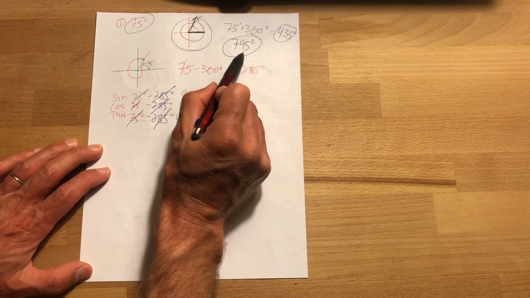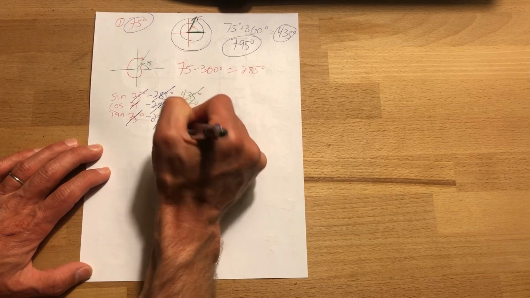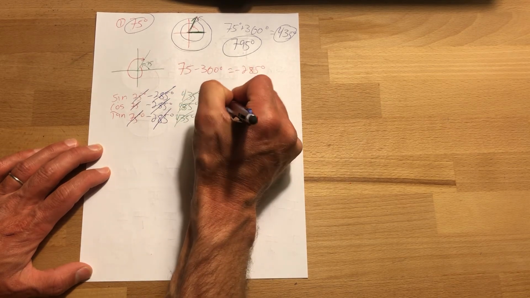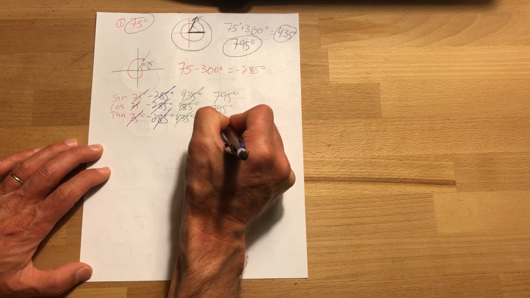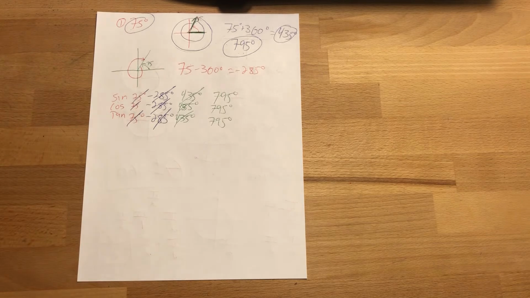And then what happened when I add another 360? It's the same as 795 degrees. Hopefully you guys are understanding this concept, because you end up in the exact same spot.